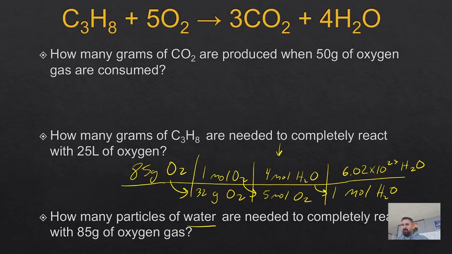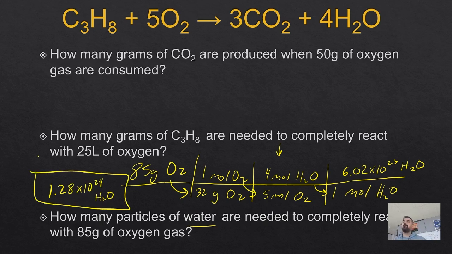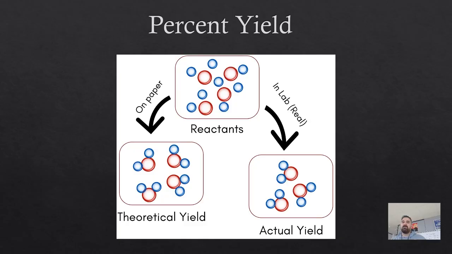It's going to be 85 divided by 32 times 4 divided by 5, and then multiply by 6.02 times 10 to the power of 23. So I got 1.27 times 10 to the power of 24, and that's going to round to 1.28 times 10 to the power of 24. And that's going to be molecules of H2O. Hands up if you got this answer. All right, good. Let's go ahead and move on to the next one.